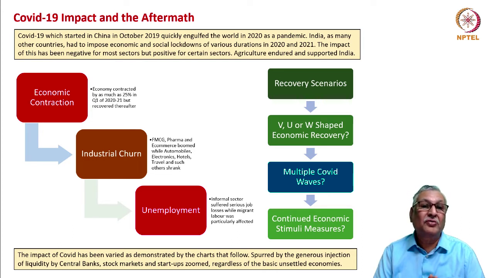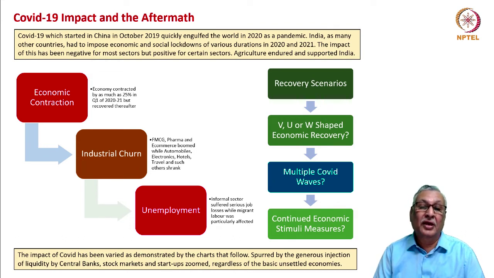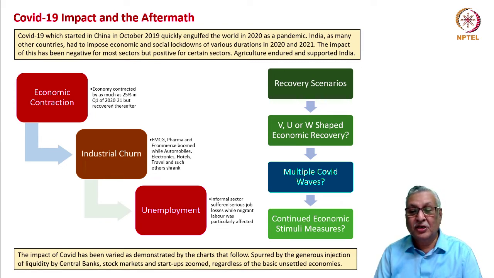So what happened when COVID-19 came in 2020? Economy contracted by as much as 25% in Q1 of 2021, but recovered thereafter. Industrial churn took place. FMCG, pharma and e-commerce boomed, while automobiles, electronics, hotels, travel and such others shrank. Unemployment was enhanced. Informal sector suffered serious job losses, while migrant labor was particularly affected.